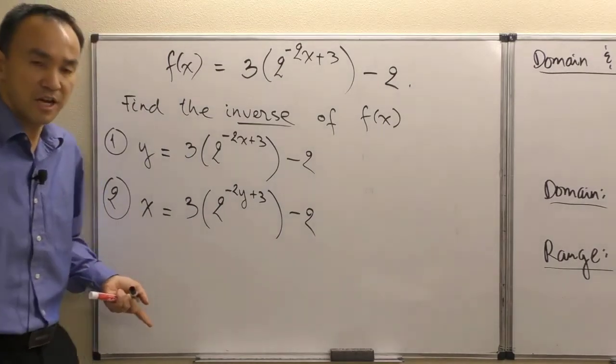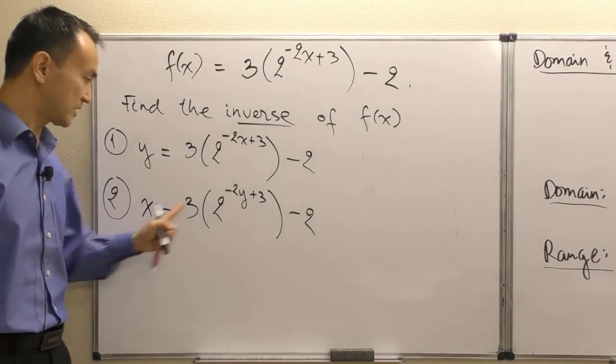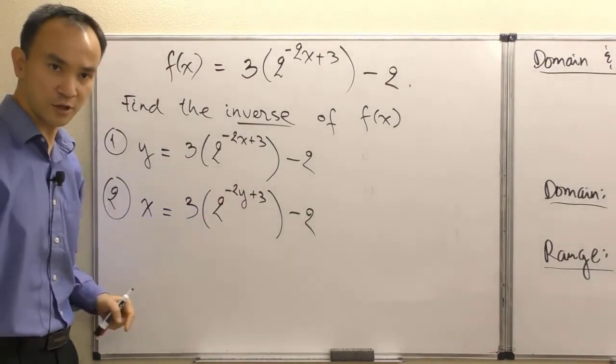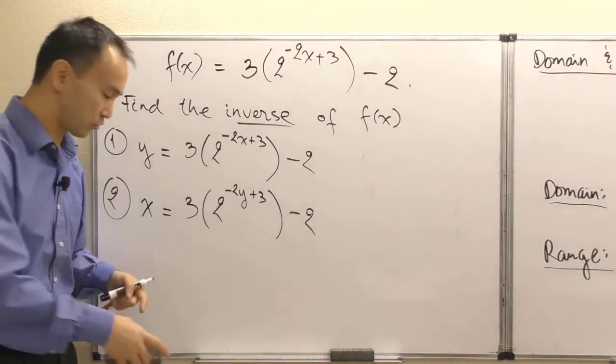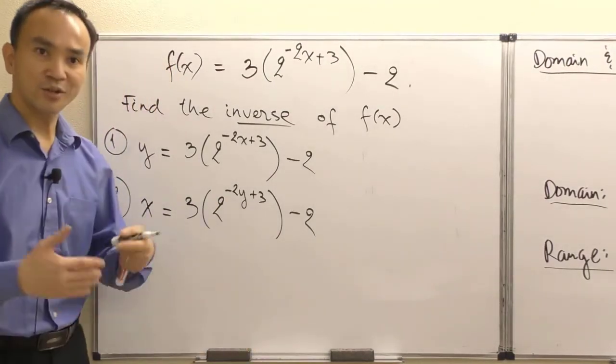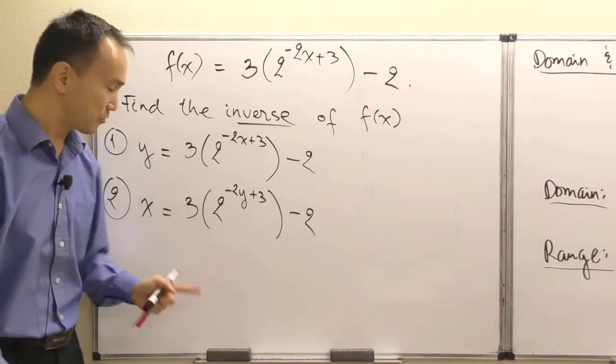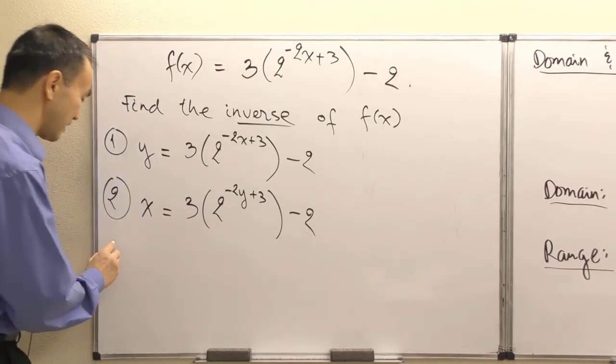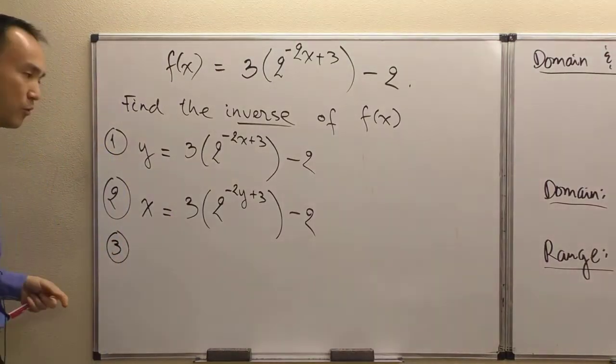I just now interchange the x and the y variables. They switch roles, that's all. Okay, we swap their roles. All right, and so the next step now is a big step. We're going to solve for y. Okay, in the next step right here, this is solve for y.